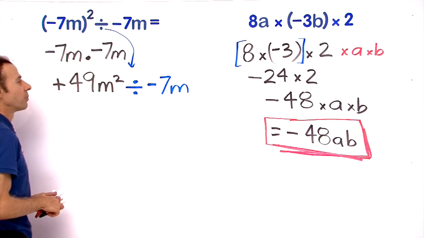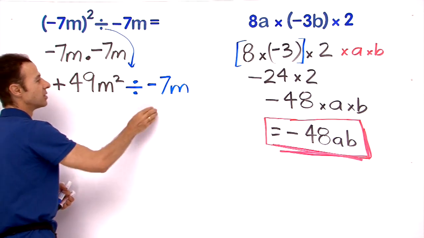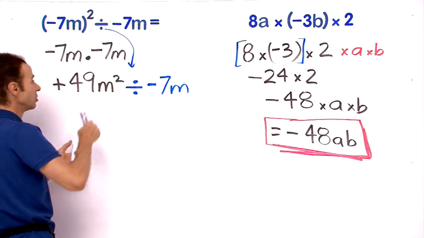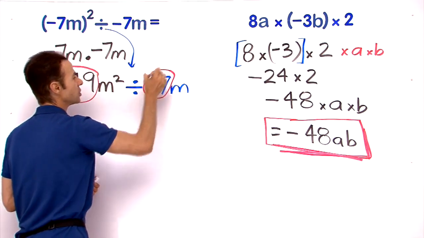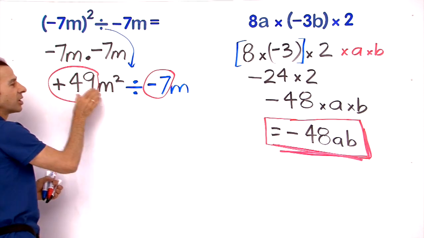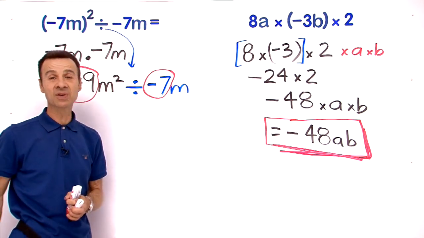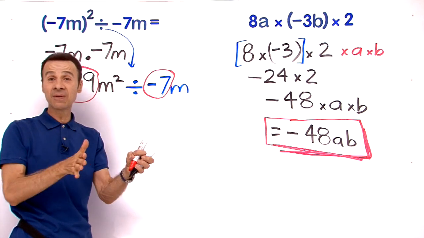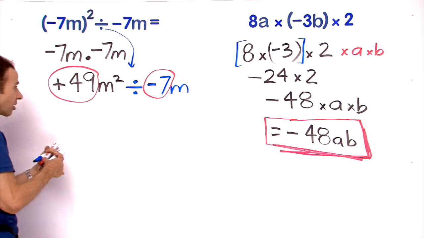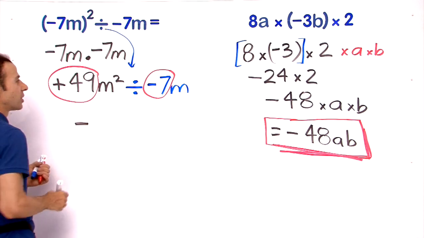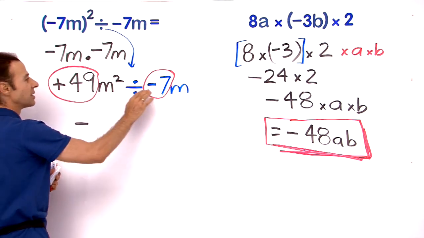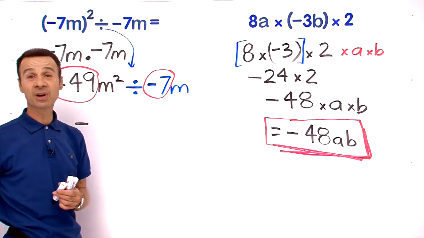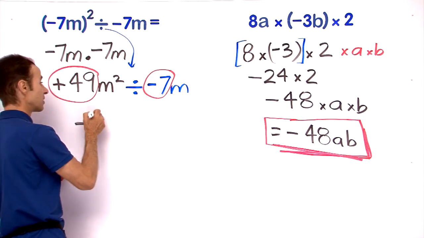Okay, what can we do here? Well, let's do the numbers with the numbers. We have positive 49 divided by negative 7. I'm going to put a circle around this, because the numbers go together. So positive 49 divided by negative 7. A positive divided by a negative gives us an answer that's what? It's going to be a negative. Positive divided by a negative is a negative. Now let's work with the numbers. 49 divided by 7 is 7.